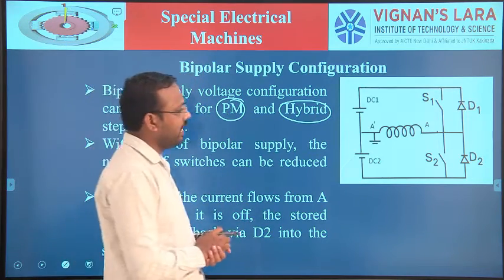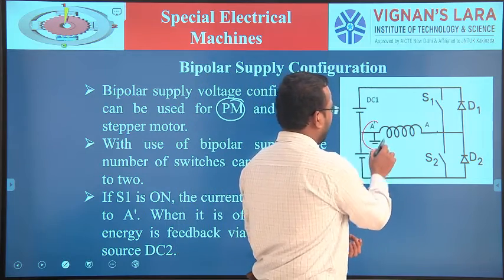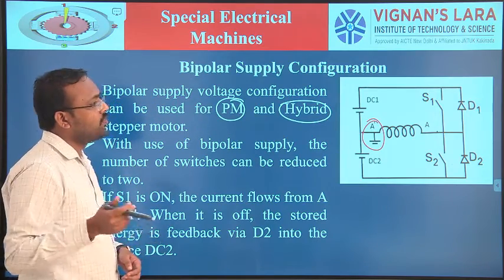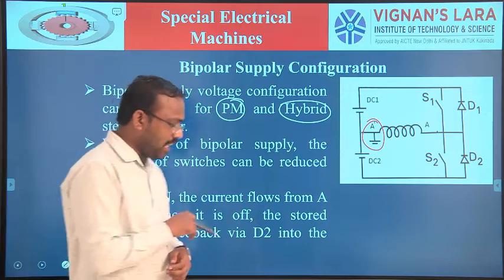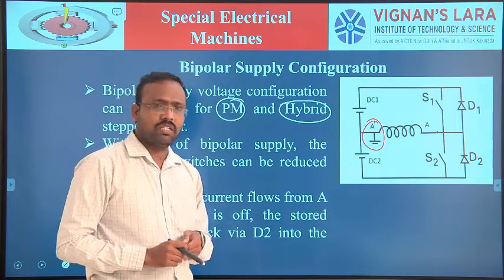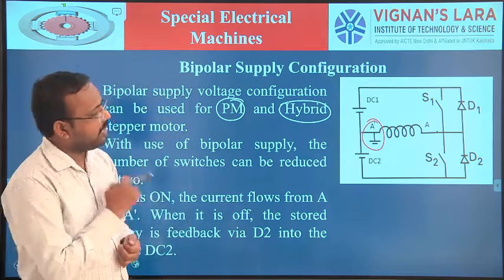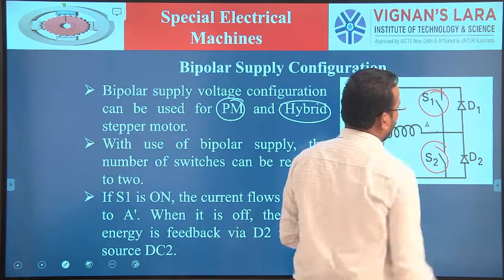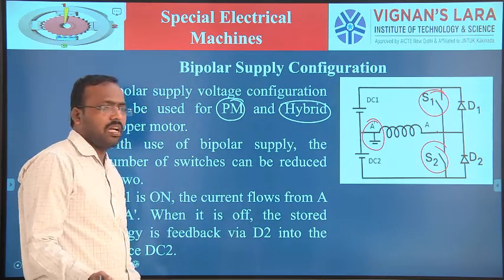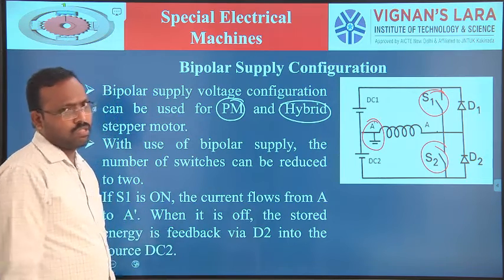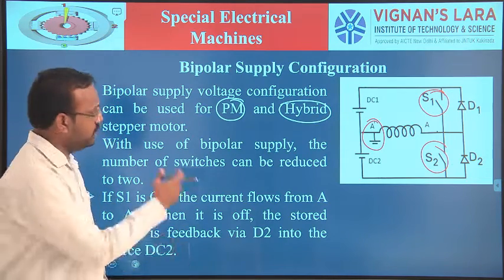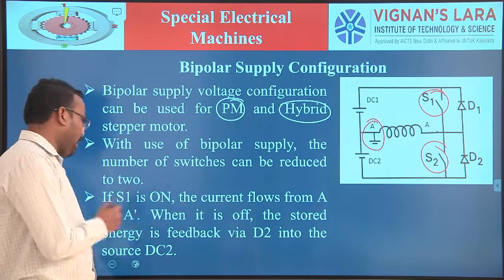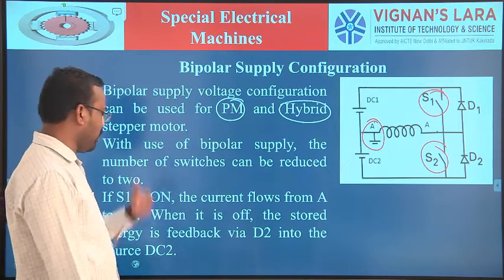But in this one, the phase winding is grounded. Here also, the winding is fully utilized. Another important thing is that here we reduce to 2 switches. In the previous case we used 4 switches, but now we use only S1 and S2, and we have also reduced the diodes. Mainly, we reduce the number of switches, so the cost of the system is also reduced. With the bipolar supply, the number of switches can be reduced to 2, and we use 2 diodes.